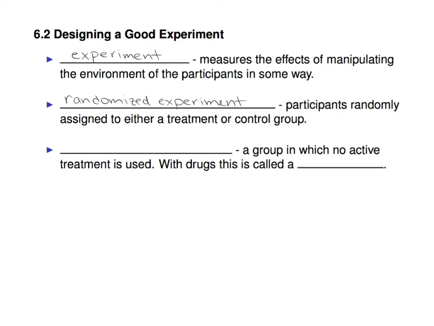And a control group is one in which no active treatment is used. So if you were comparing diets, you might have a group where you say, well, don't diet. We'll just provide you with counseling and something, but we're not going to actually put you on a specific diet. With drugs, the control group often receives something called a placebo, which is a sugar pill or a pill that has no effect, or should have no effect at least.